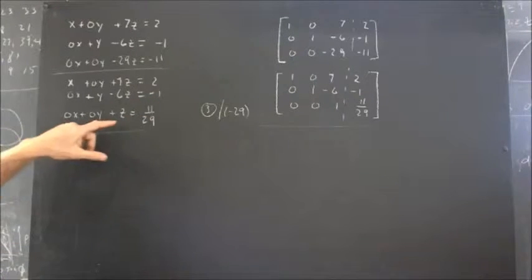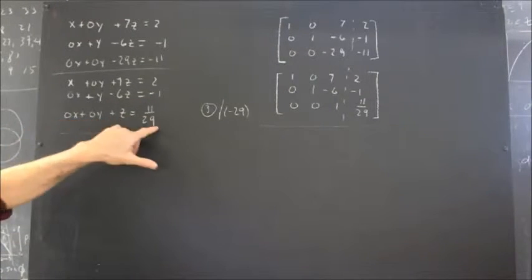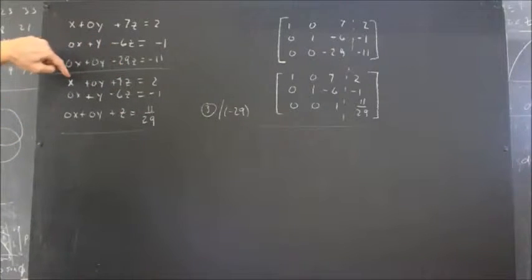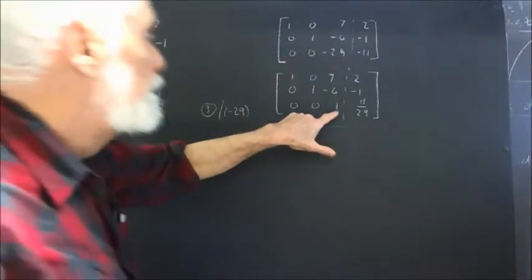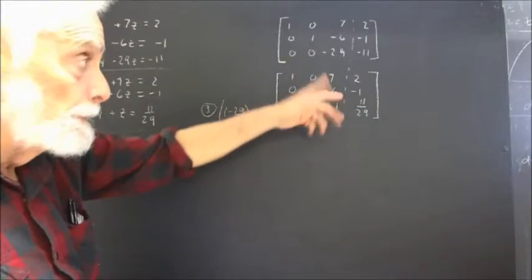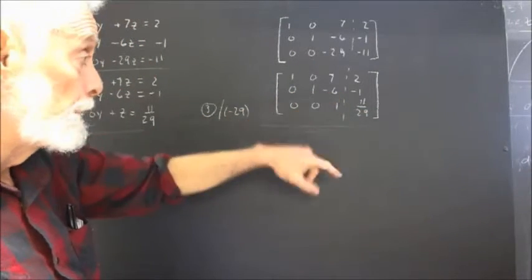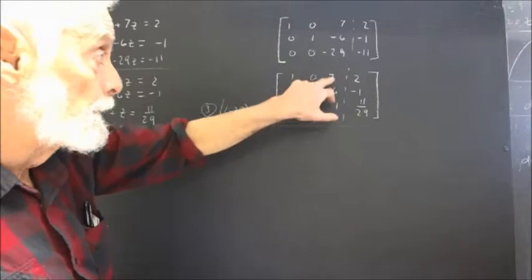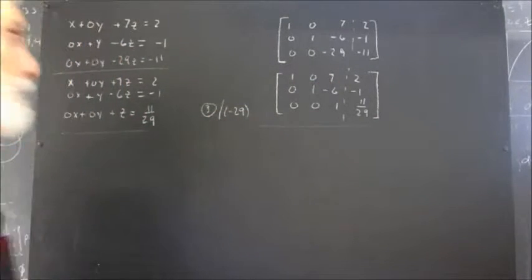And if we then subtract 7 times the third row from the first, that will eliminate z and give us a result for x. Alternatively, add 6 times the third row here to the second. We're going to get a 0 here. That's what we want. Add negative 7 times the third row to the first. We're going to get a 0 here.